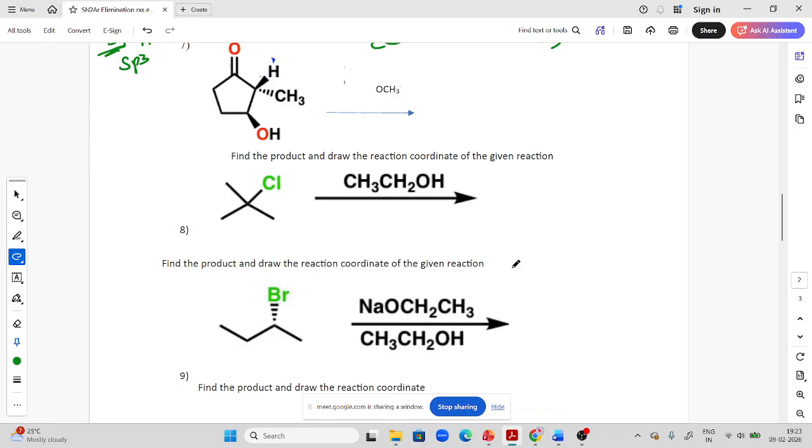Ma'am, it forms an alkene. Very good, it forms an alkene. Super. Only one alkene is possible if we remove hydrogen from any carbon. Look at this: the question is asking you to find the product and draw the reaction coordinate for the given reaction. As you said, if it's going to form an alkene, who is the leaving group there? Chlorine, ma'am.